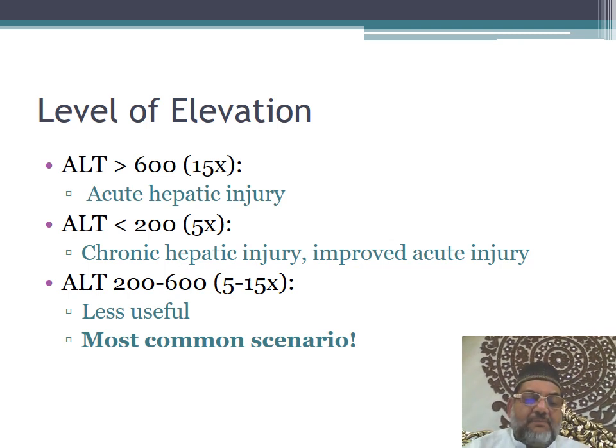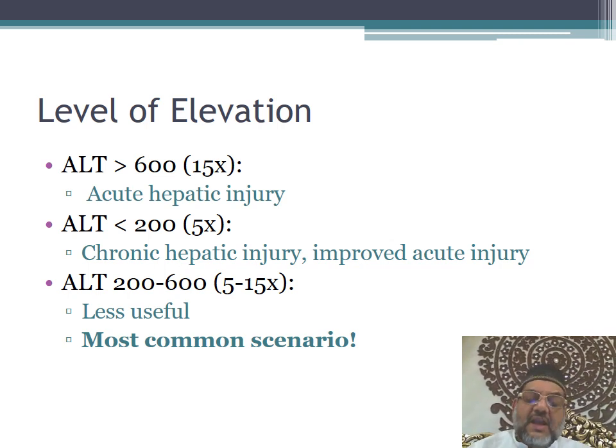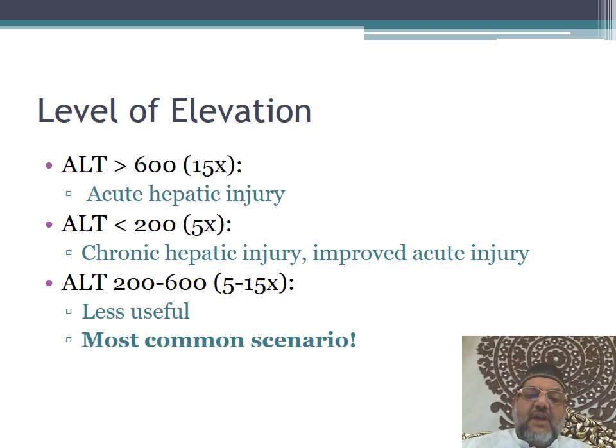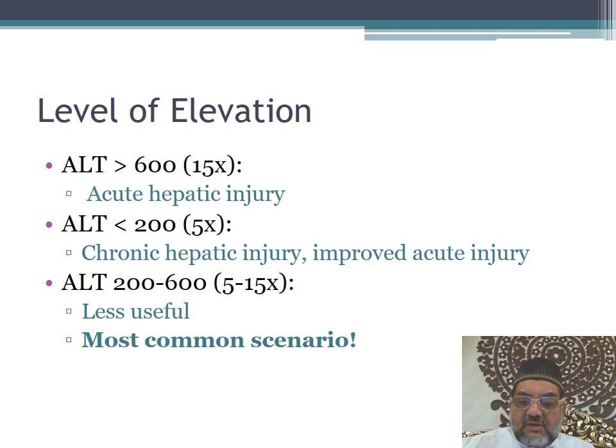Most of the time, we do get ALT levels between 200 and 600, and then it all depends upon the clinical acumen of the physician to interpret this elevation.